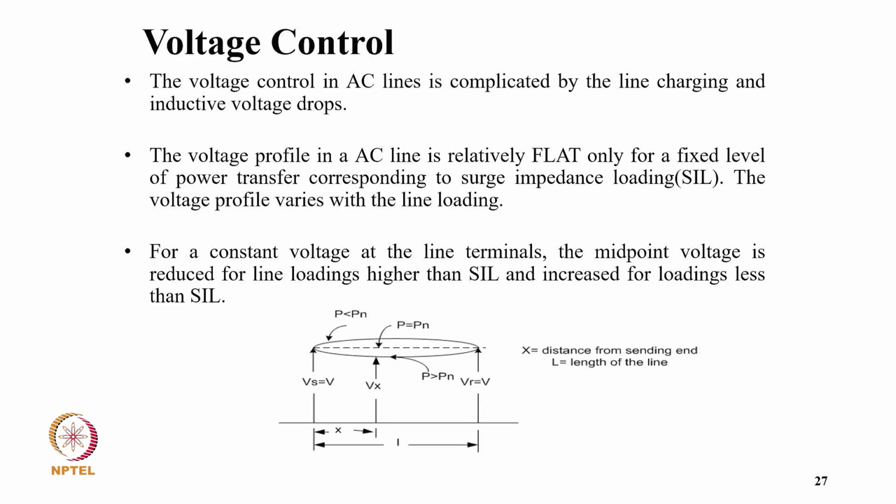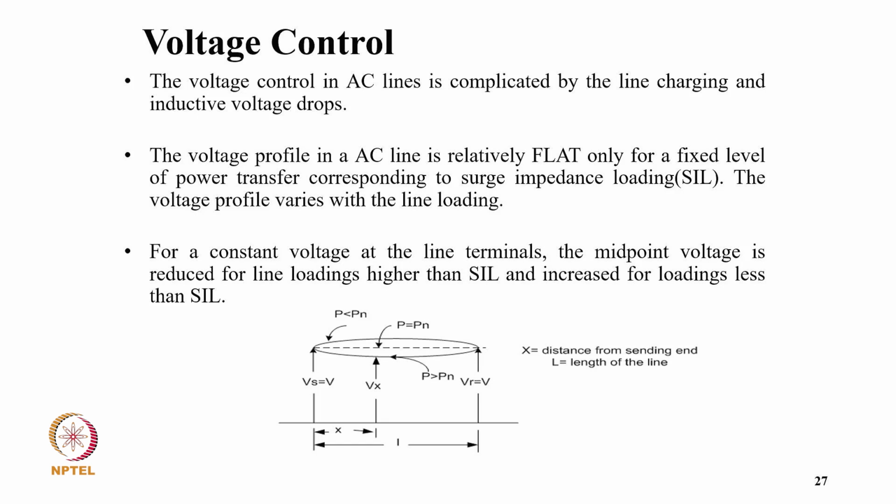Now coming to the voltage control. The voltage control in AC lines is complicated by line charging and inductive voltage drop, and the voltage profile in an AC line is relatively flat only for a fixed level of power transfer corresponding to surge impedance loading, and the voltage profile varies with the line loading.